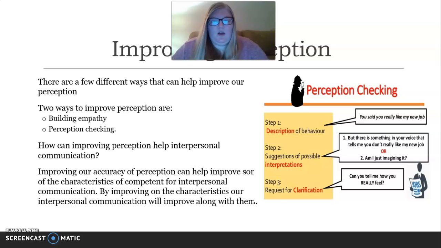You may be wondering how improving perception can help the interpersonal communication process. Improving our accuracy of perception can help improve some of the characteristics of competence for interpersonal communication. By improving on the characteristics, our interpersonal communication will improve along with them.